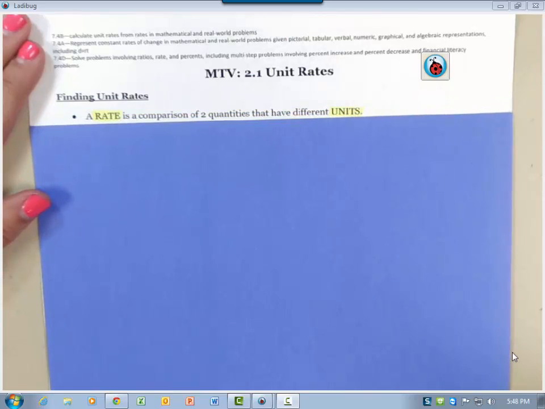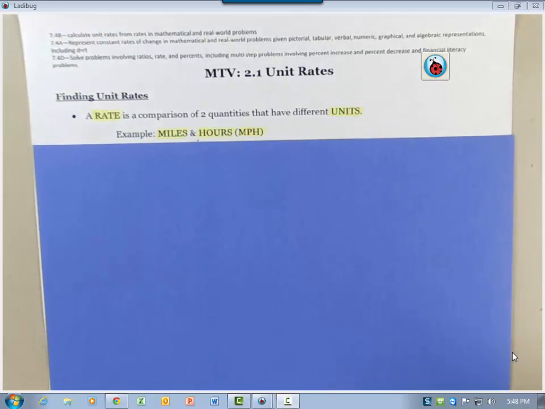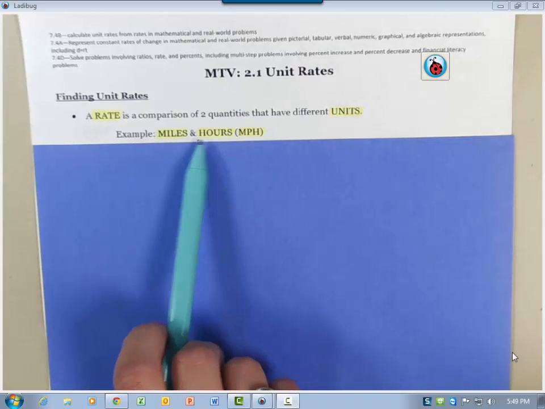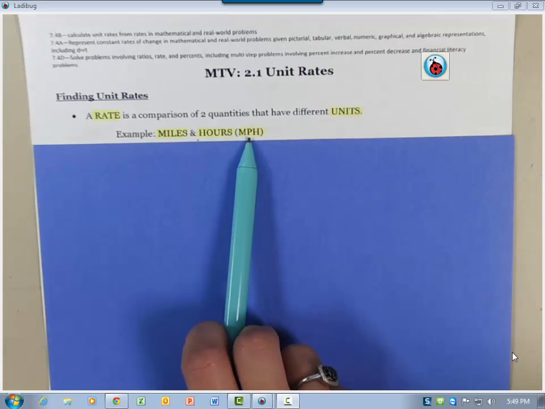What is a unit rate first? A rate is a comparison of two quantities that have different units. Alright, for example, miles and hours. When we're talking about miles and hours, normally you don't say 60 miles in 60 hours, right? You normally say 3 miles in 2 hours. So they have different quantities, right? And they have different units. Miles is obviously in miles, hours is obviously in hours. We abbreviate it with MPH. That P stands for per, and it is very important right here. This P is very important.